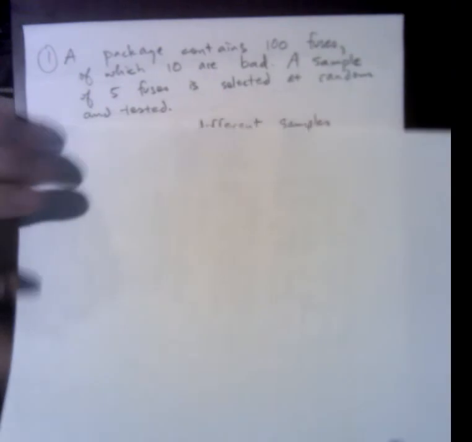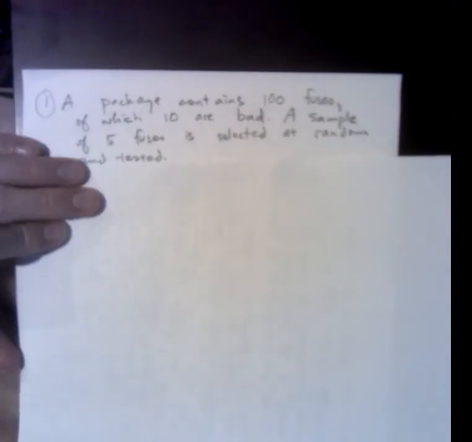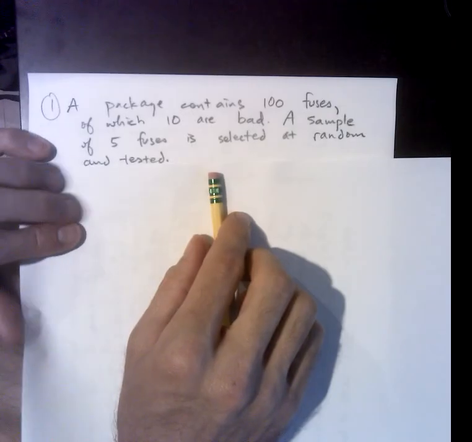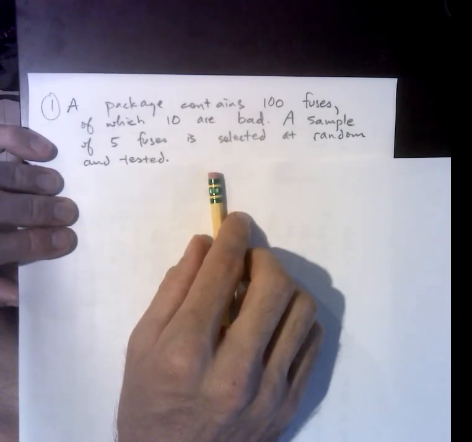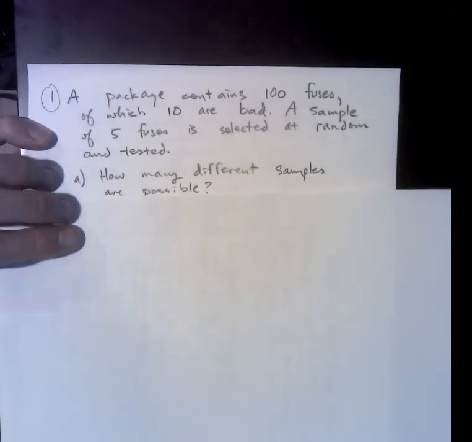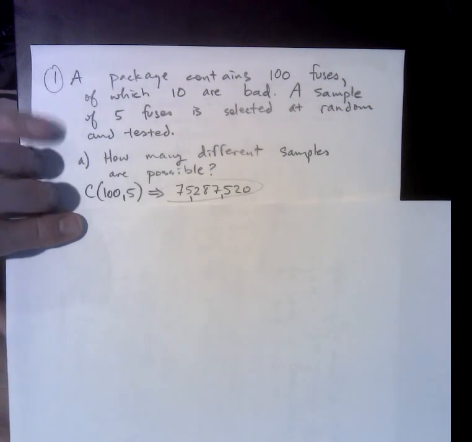Let's say we have a package that contains 100 fuses. 10 of them are bad. We pick a sample of 5 fuses from the box and we test them. So how many different samples are possible? Well, how many ways are there for me to pick 5 from 100? 100 choose 5 comes out to a little over 75 million. Actually, not a little over, about 75.25 million.